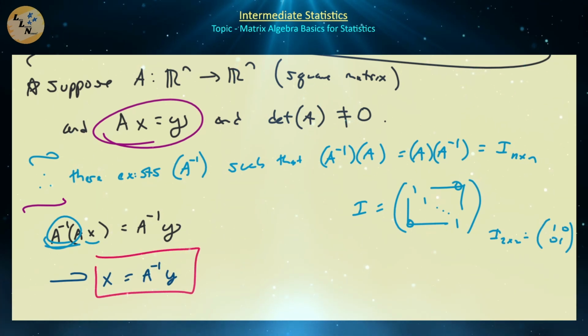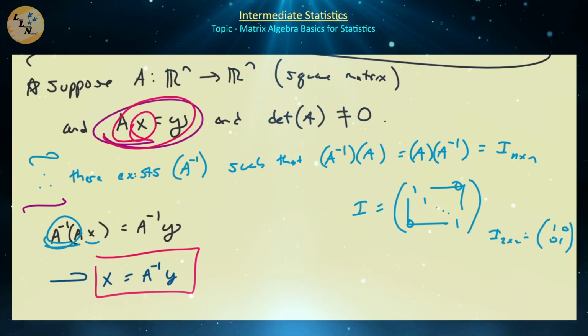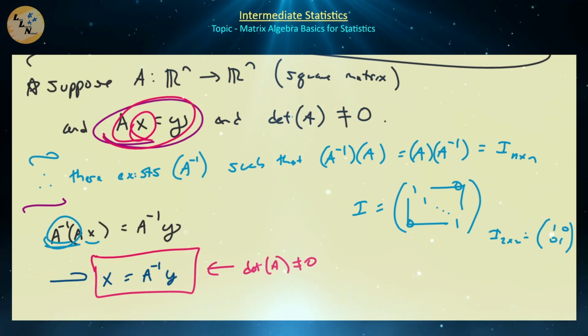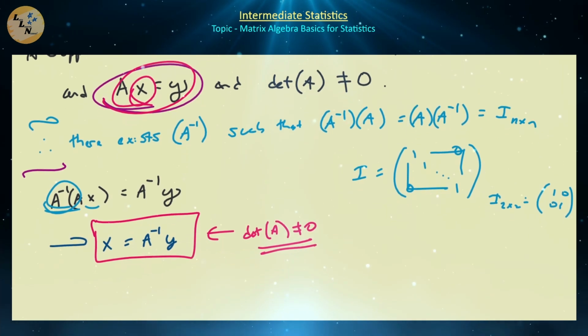So if you want to solve this particular equation for x, well, you can't divide by matrices in the realm of linear algebra. Long story surrounding that particular statement. But what we can do is we can multiply both sides by the inverse, provided that the inverse exists. So this exists provided that the determinant of A is not equal to 0, and there's a lot of theory behind why that is the case.